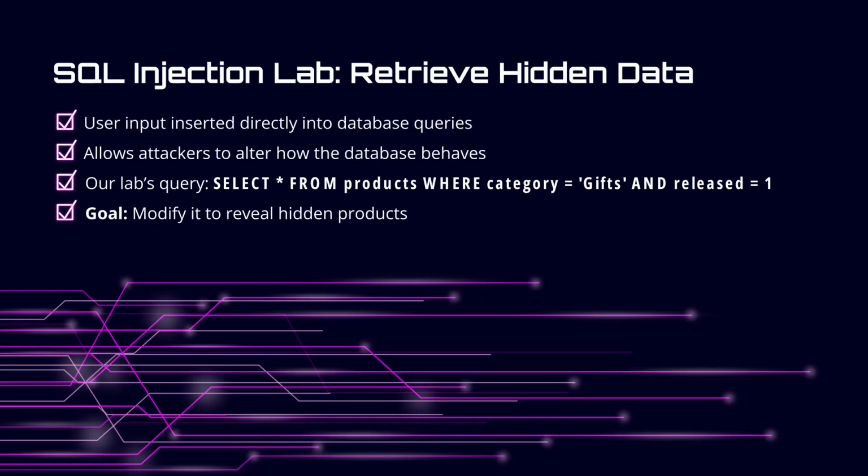In our lab, the website asks the database, select from products where category equals gifts and released equals 1. Our goal is to change that query so the database returns all products, including the hidden ones. This is exactly what SQL injection allows us to do.